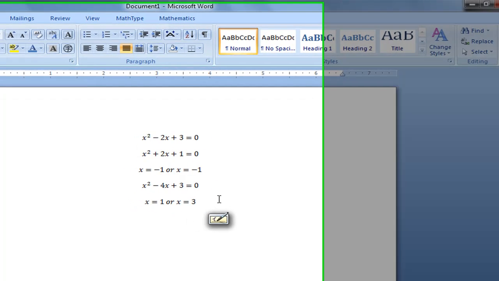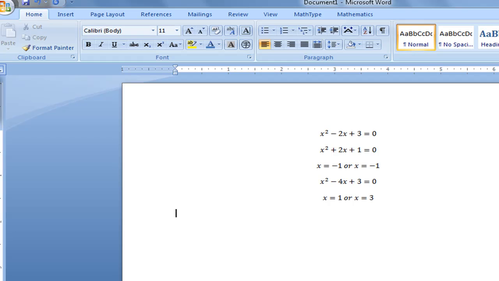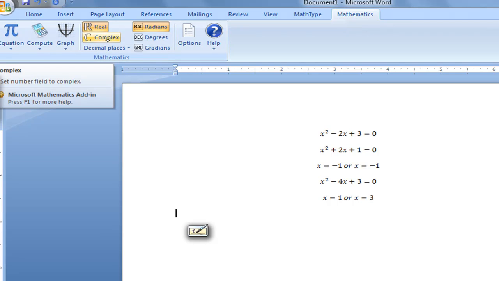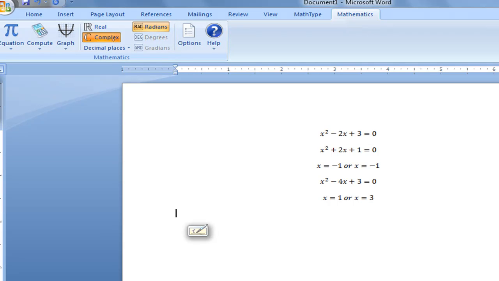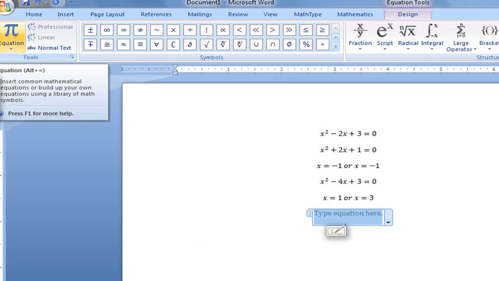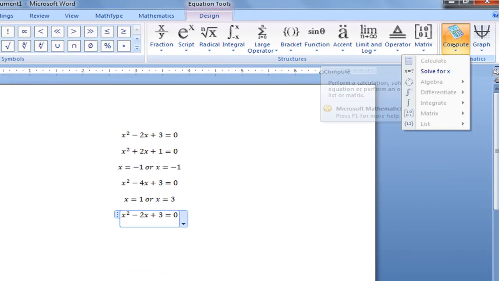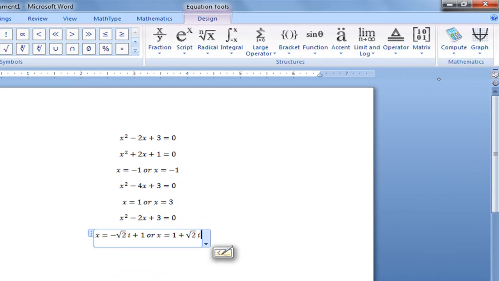Now, this time I'm going to try to solve x squared minus 2x plus 3 again. The same equation, but this time, notice that I'm going to click the complex mode. Complex mode, and then enter the equation x squared minus 2x plus 3 equal to 0. Now I compute, solve for x. Notice that it gives me the complex root.